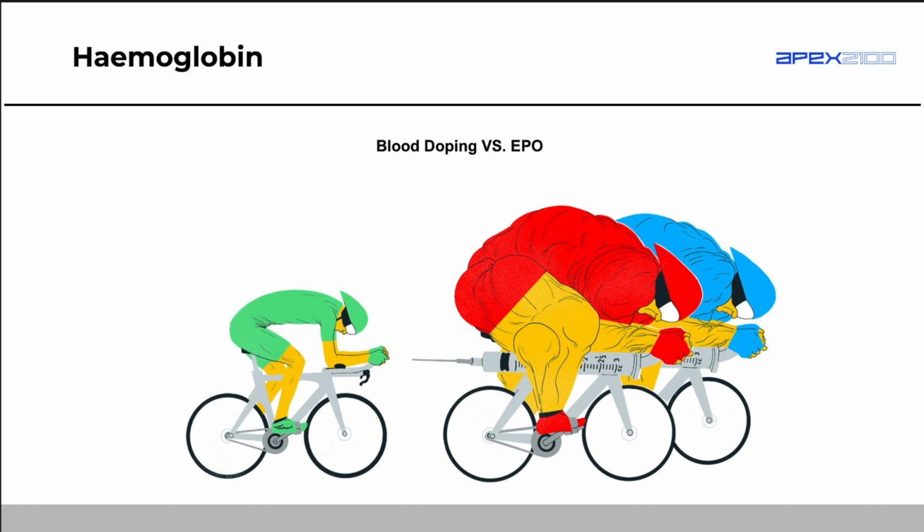EPO is another interesting one as well. EPO is a hormone called erythropoietin, which you inject into yourself. So it's like taking a steroid, basically. You inject the hormone into yourself, and that hormone tells your body to produce more red blood cells. So it's essentially doing the same thing, blood doping and EPO, just through two different ways. Blood doping, you're just putting more of your own blood back into yourself. EPO, you're using a hormone to tell your body to create more red blood cells.